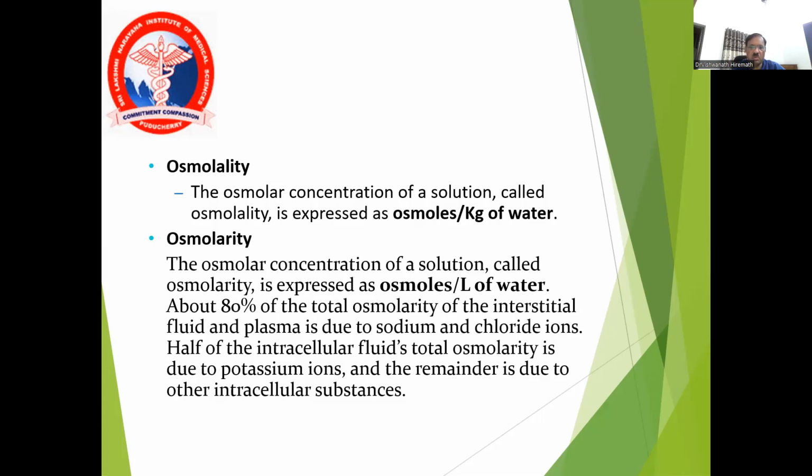About 80% of the total osmolarity of the interstitial fluid and plasma is due to sodium and chloride ions. Half of the intracellular fluid total osmolarity is due to potassium ions, and the remainder is due to the intracellular substances.